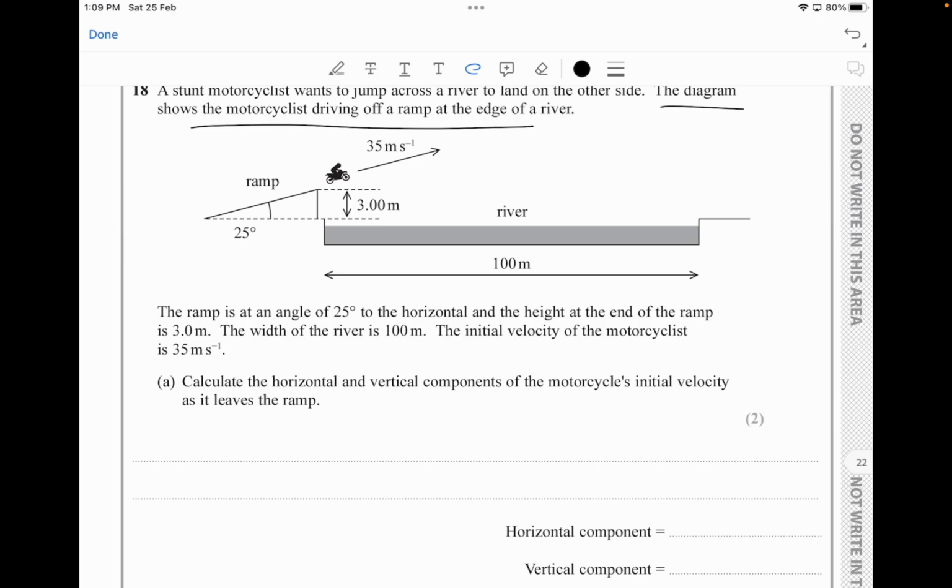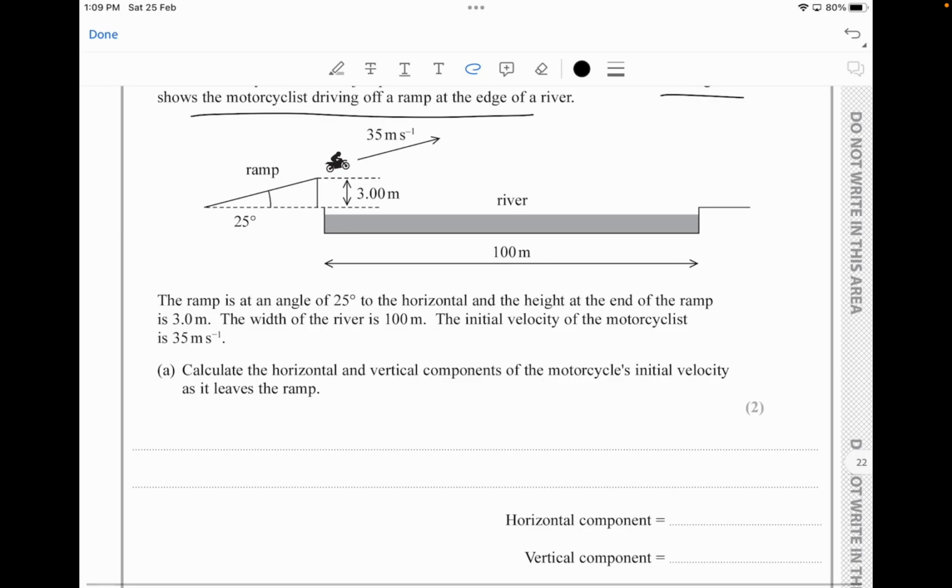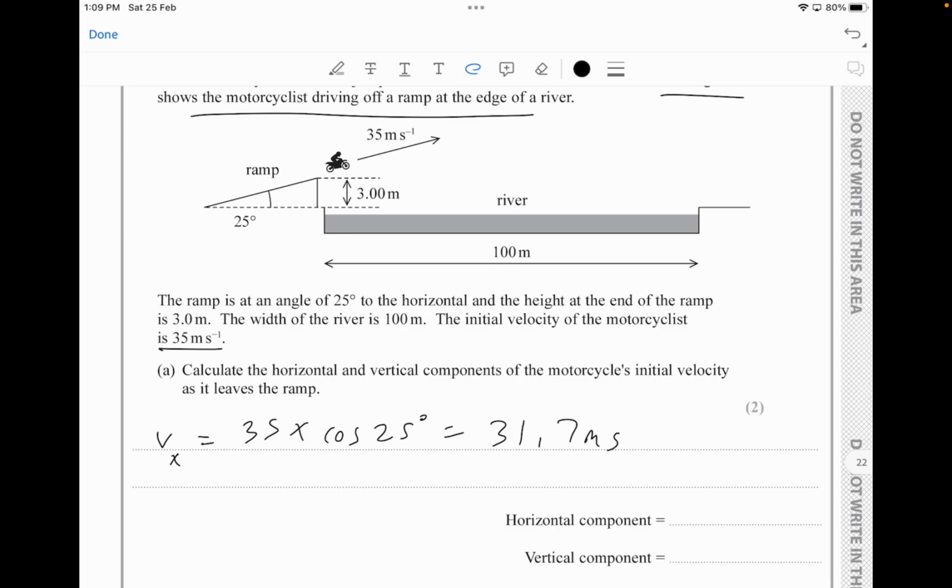So now, in order to do this, what we have to find out is the velocity, in this case the horizontal component and the vertical component. From the ramp, it moves at about 35 meters per second. So the horizontal component is going to be 35 times the cos of 25 degrees. This is roughly about 31.7 meters per second, which is equivalent to 32 meters per second.